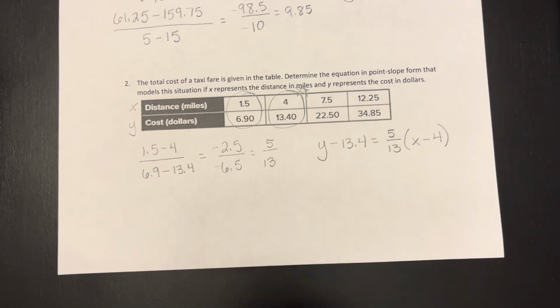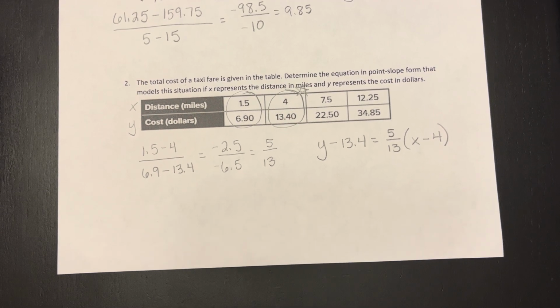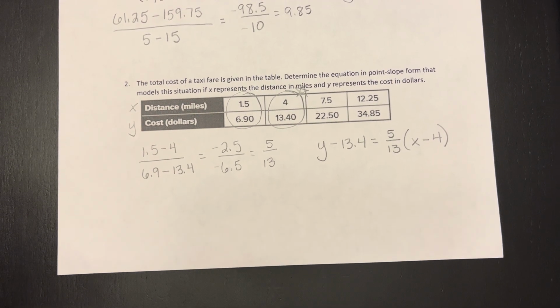Now, 5 over 13 represents the cost per mile, which is about 38 cents. But like I said, it's a big long decimal and I didn't want to round. So we'll keep it as a fraction. And that's it. That's how you write equations in point slope form.